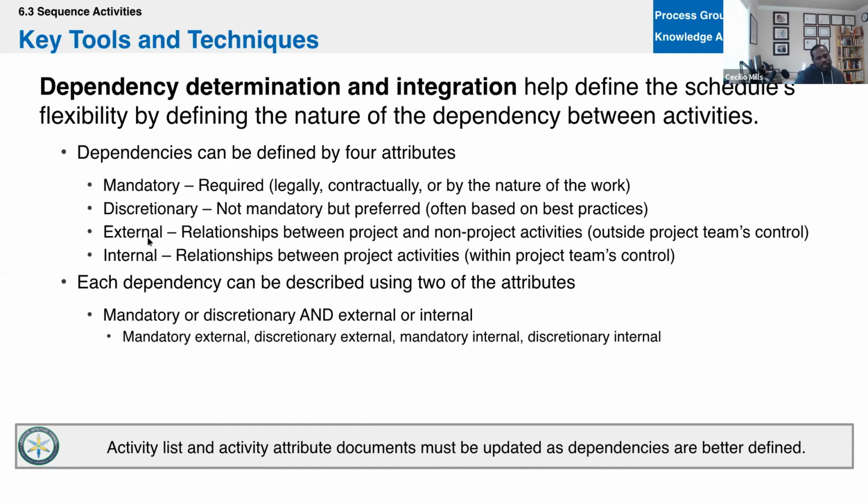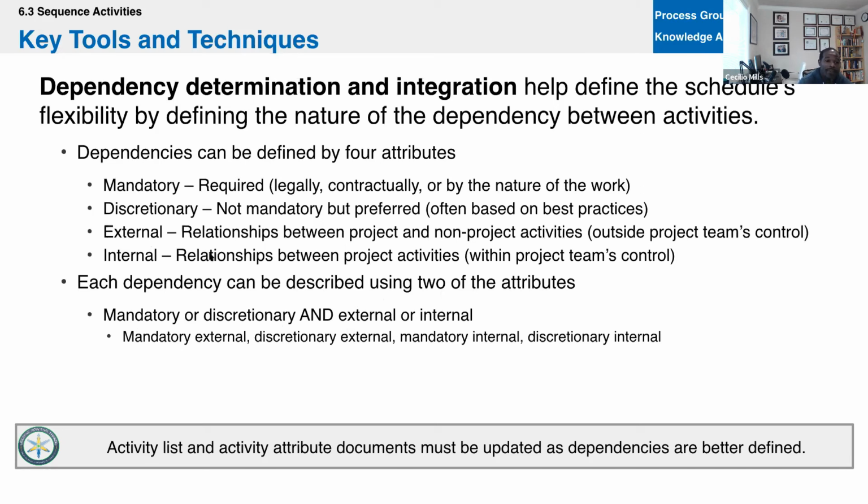And then internals just depends on what you and the team want to do. It's kind of like, when should we meet? All right, when should we check in? When should QA and QC take place? All right, so each dependency can be described by using two of the attributes: mandatory or discretionary, and external or internal. All right, so you have multiple dependency types.